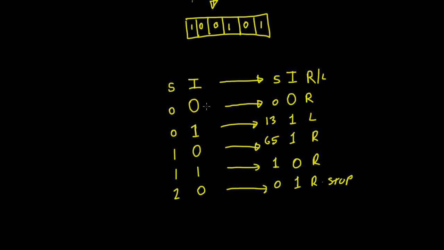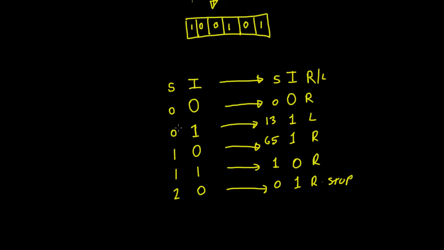So let's go through these examples here. If the machine, for example, is in state 0 and it receives a 0 in input, then what we want to happen is it would remain in state 0, the input would remain at 0, and we would move one position to the right.